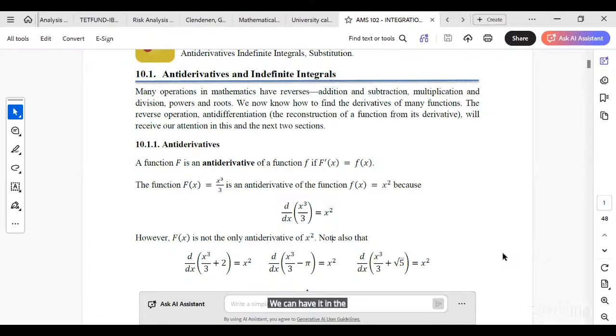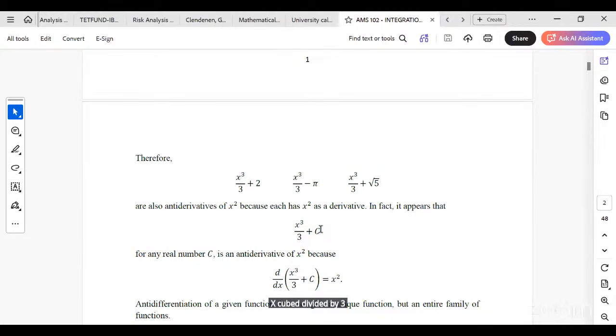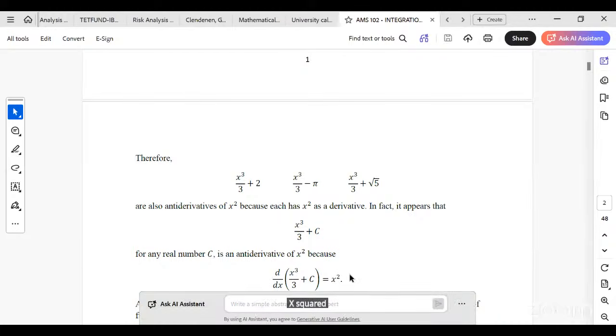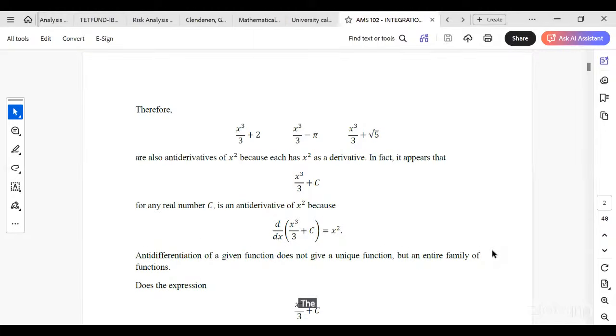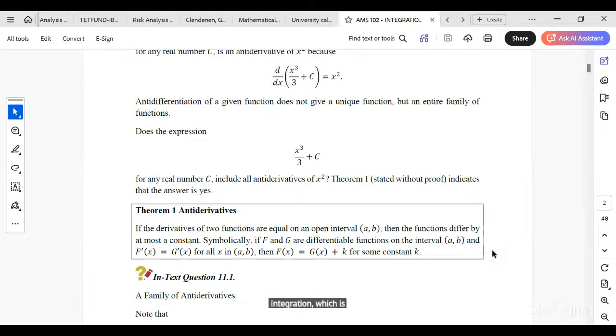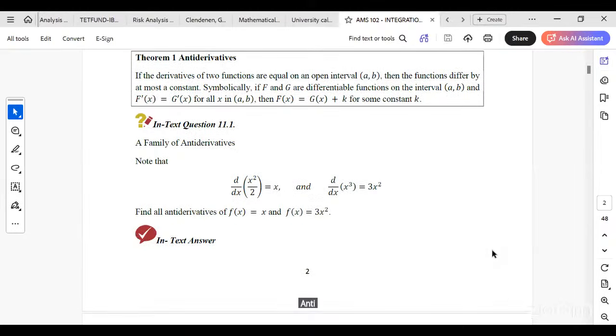We can have it in the form of x cubed divided by 3 plus c. So if I differentiate that, I will get x squared. So if I'm to reverse the process that gives me x squared, the reversal should result in the original function, which is x cubed over 3 plus c, because that's what it should be, where that c represents any constant. And that is the idea behind integration, which is a reversal of derivation, or simply put, anti-derivative.